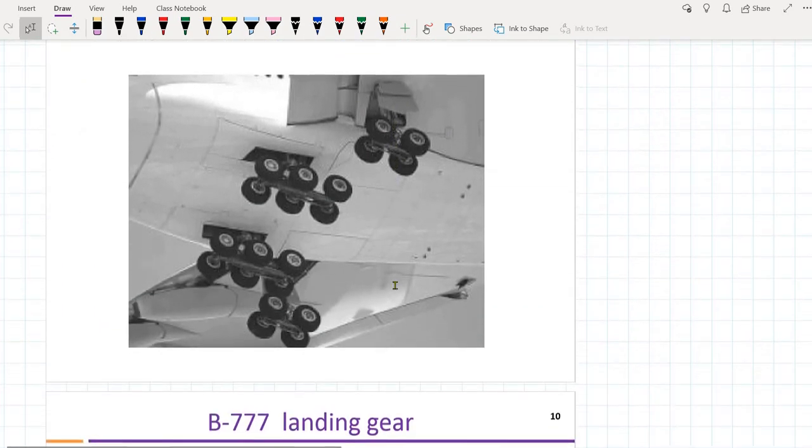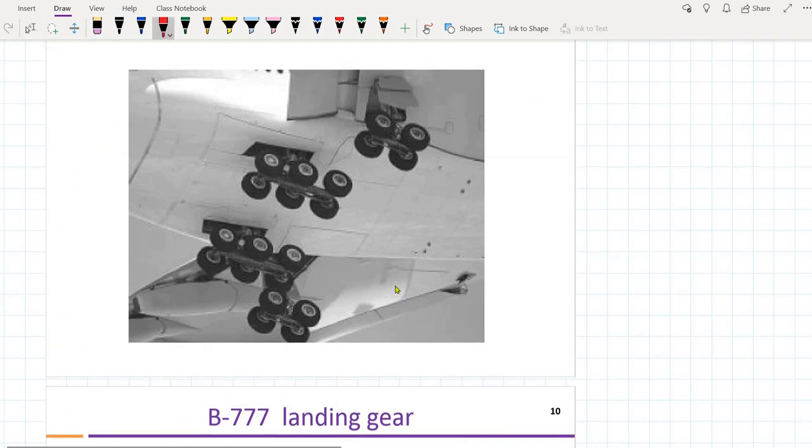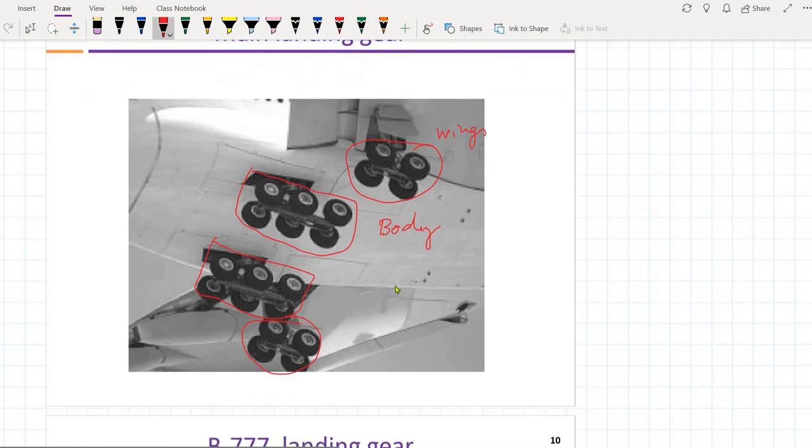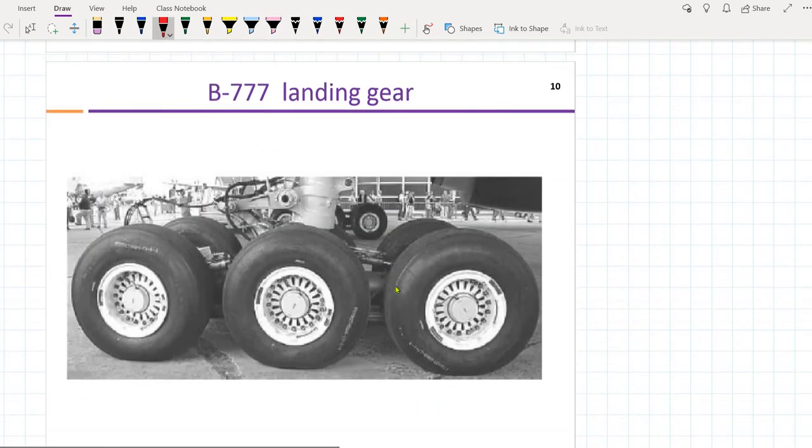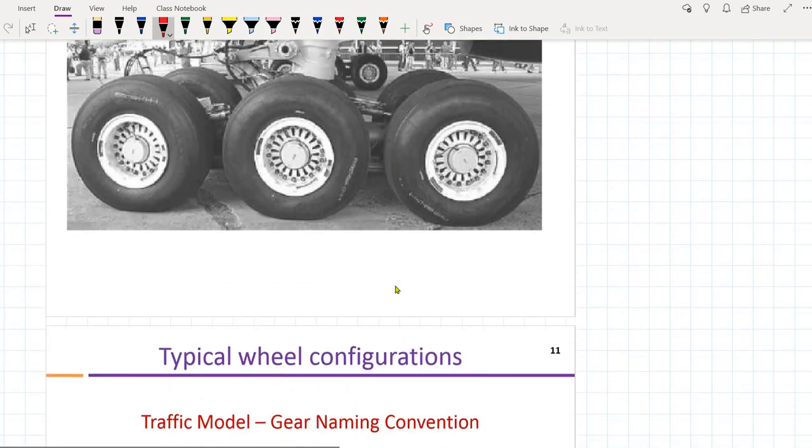So here is a picture of gears. If you look at it, there are 6 wheels on one side, and then there are 6 wheels on the other side, and these 6 wheels are in the body of the aircraft. And then there are 4 wheels on one side and 4 wheels on the other side. They are in the wings. So altogether there are 20 wheels. So this is a typical aircraft. Here is the landing gear of a Boeing 777. There are 6 wheels. This is called landing gear.